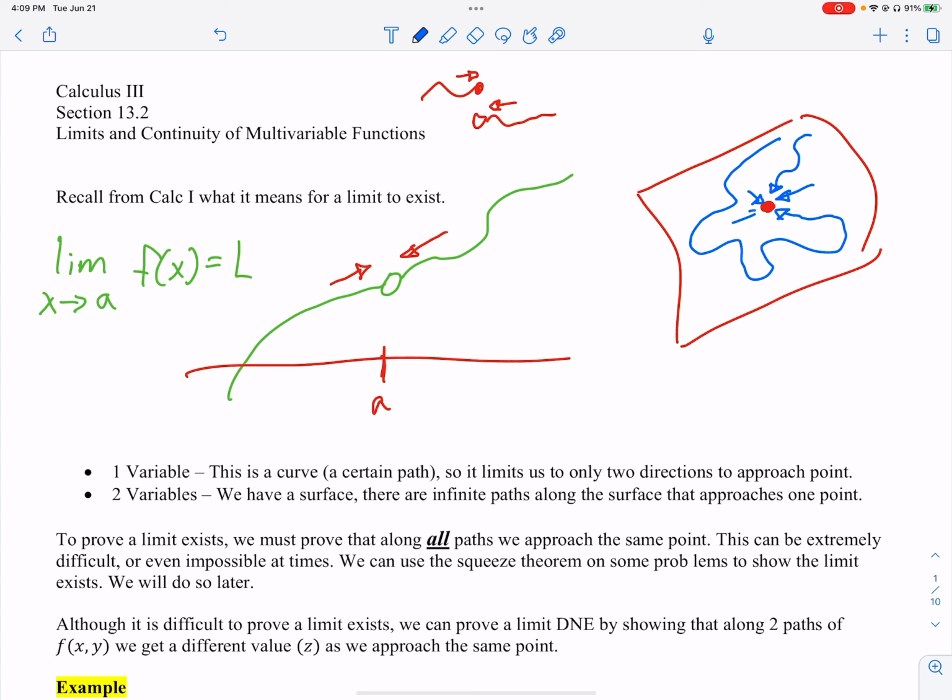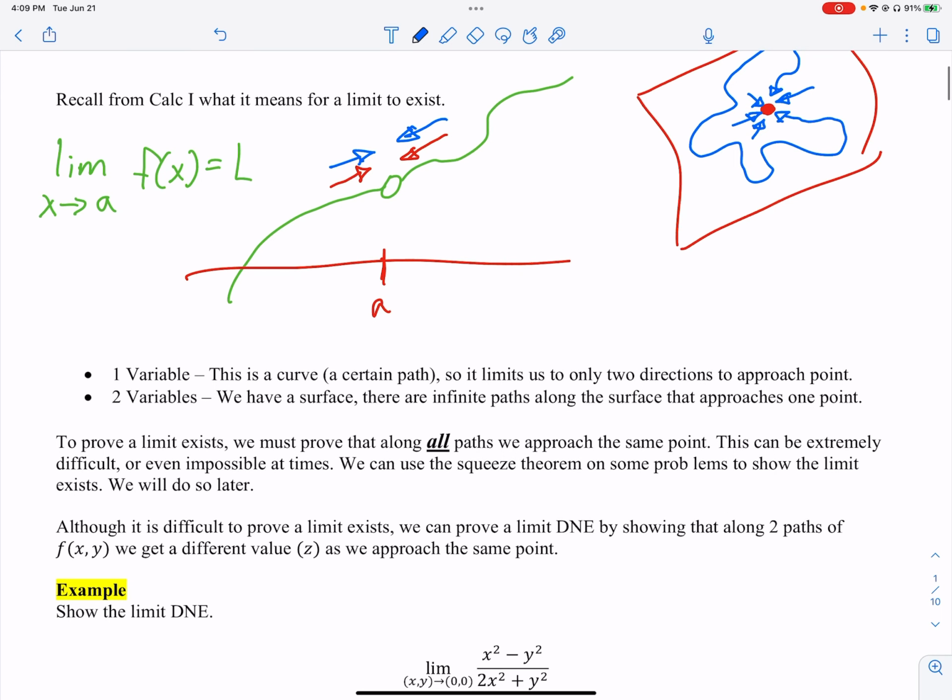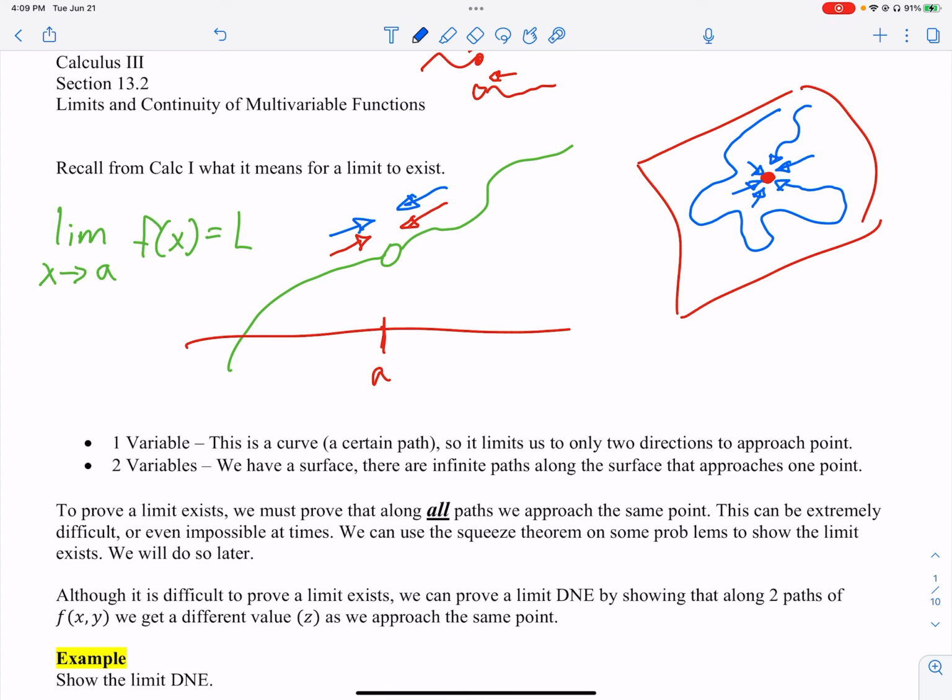And the natural question to ask from this, because in 2 dimensions there were only 2 directions coming in, and that was every direction that would prove it, is how many directions are there when we're graphing in 3 dimensions? Take a look at that picture, and I just drew 6 paths, and they're all different. Can I draw more? Yeah, the answer is that there are infinite blue paths leading to that red dot. So in one variable, this is a curve, it's a certain path, so it limits us to 2 directions. With 2 variables, we have a surface, and there are an infinite amount of paths along the surface that approach one point.